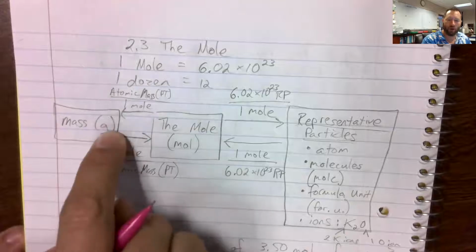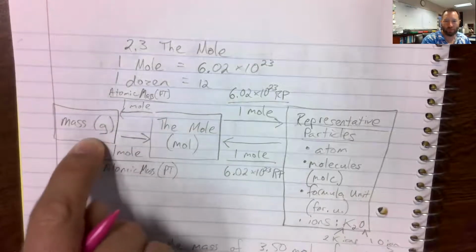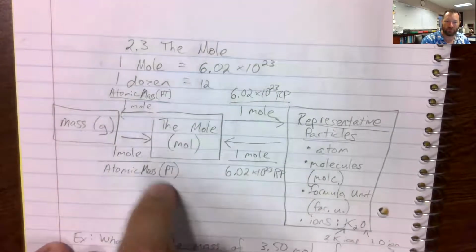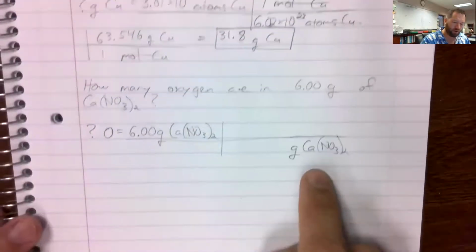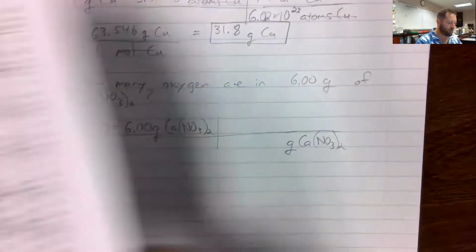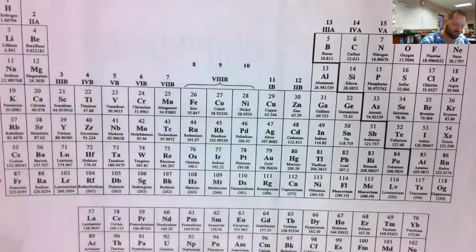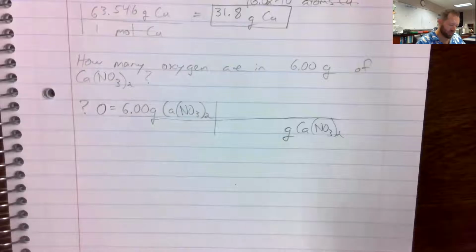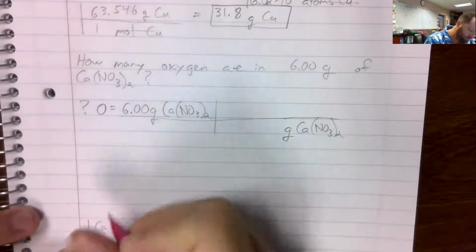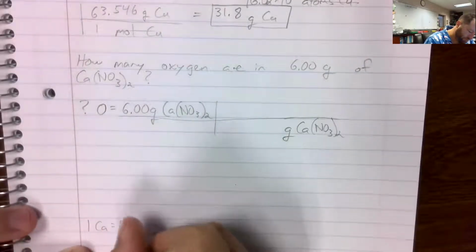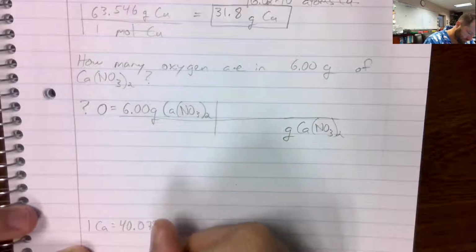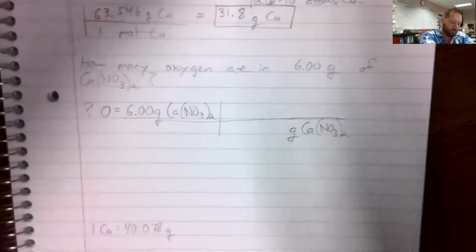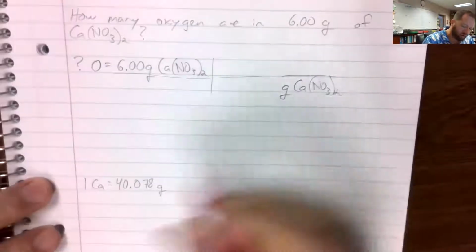Back to the little chart here, I have grams of something. Pretty much the only place I can go is to moles. In order to do that, I'm going to use atomic mass. And here's the confusing part about calcium nitrate: we're going to have to figure out the atomic mass. I'm not just given it. So, calcium, 40.078. One of those. I'm going to add to that my number of nitrogen.